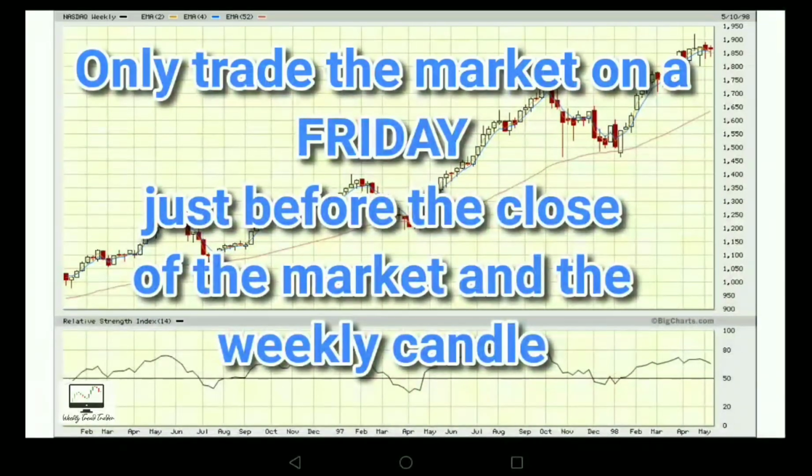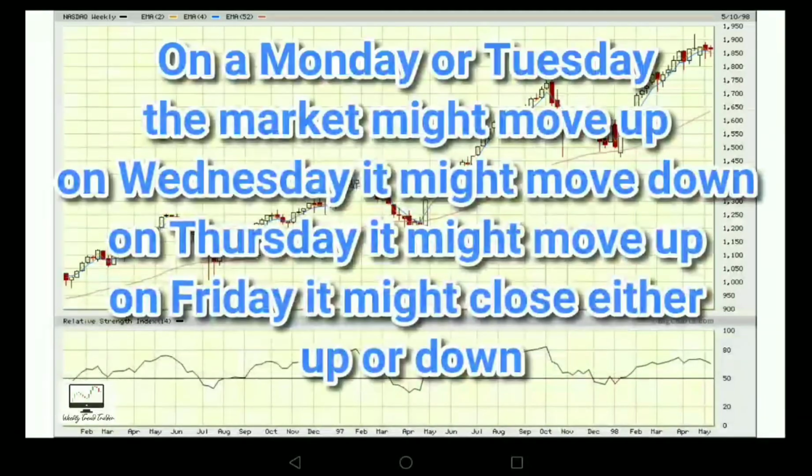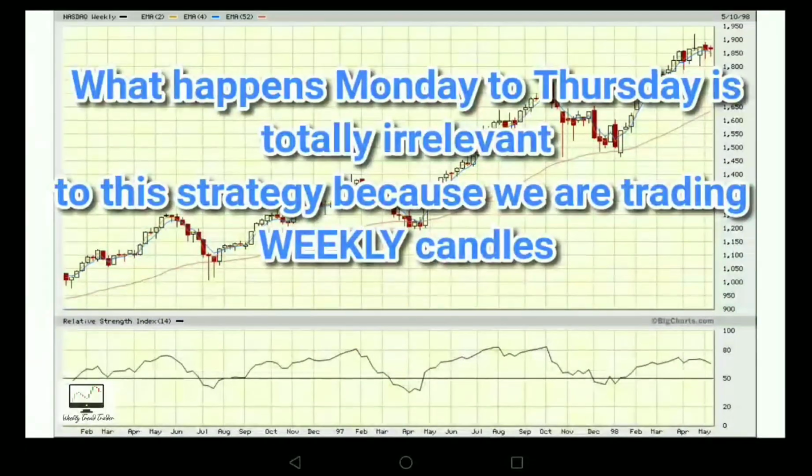What do we mean by that? Well, on a Monday or a Tuesday, the market might move up. Wednesday might move down. Thursday might move up. Friday, it might close in either direction, up or down. But what happens on Monday to Thursday is totally irrelevant to the strategy, because we're trading weekly candles.